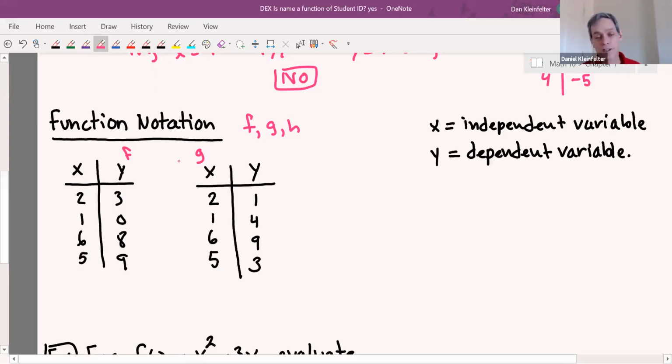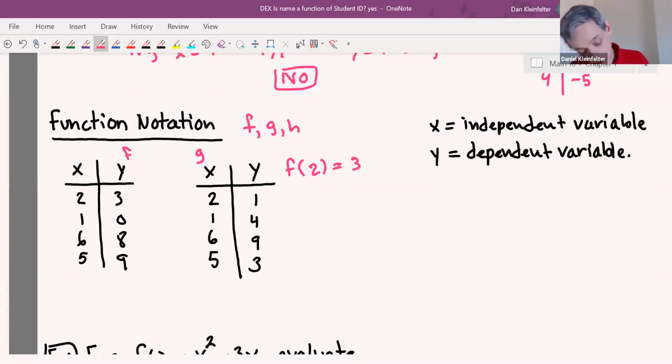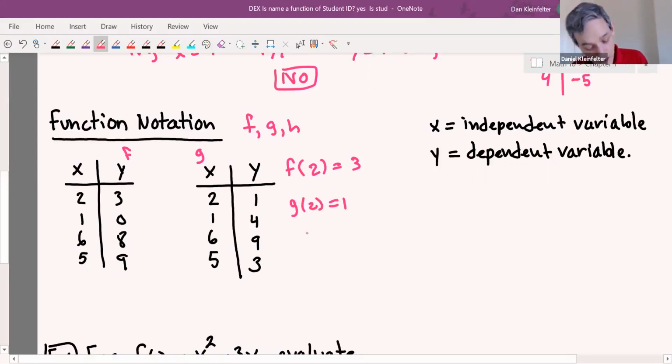Okay, so let's try this again. Using the f function, when x is 2, y is 3. Okay, that's really wordy. We can write that in a simpler way by writing f, parenthesis, and then the input or domain value, which is 2, and then that's equal to 3. That's said out loud as f of 2 equals 3, or f of 2 is 3. A couple of other examples using the same notation. g of 2 is equal to 1. That says we're using the other function. g of 6 is equal to 9. f of 5 is equal to 9.